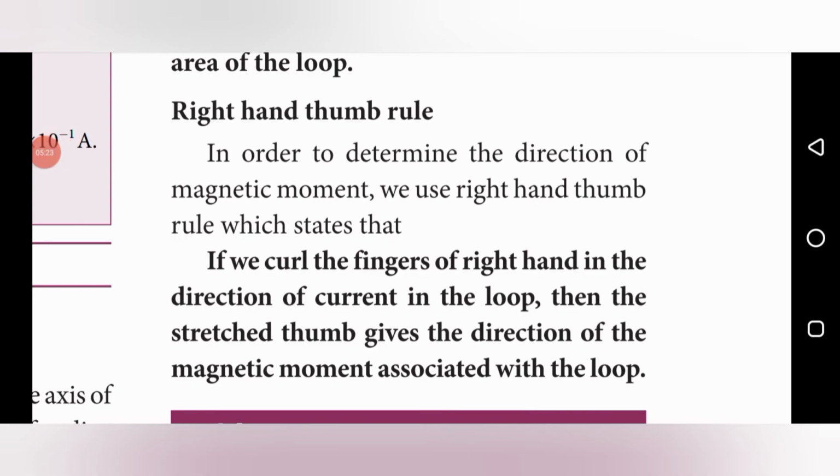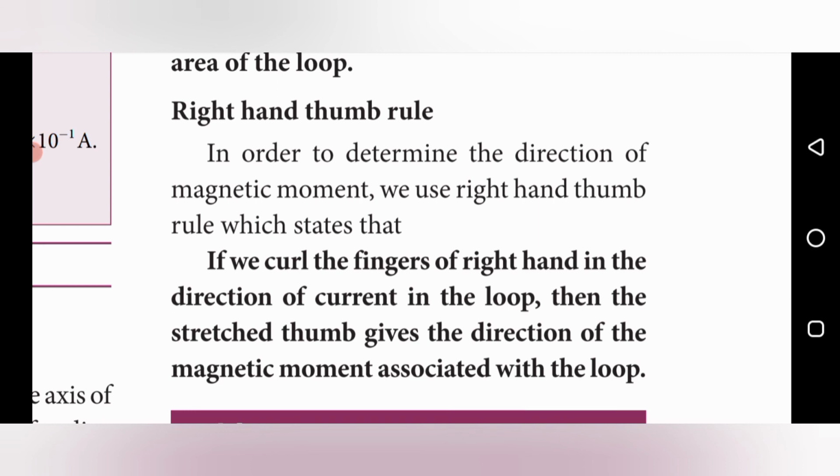The next one, we have to find out the direction of the magnetic moment. We have to use the right hand thumb rule. We already studied the left hand thumb rule for finding the direction of the magnetic field. Here, to find the magnetic moment, you use the right hand thumb rule.